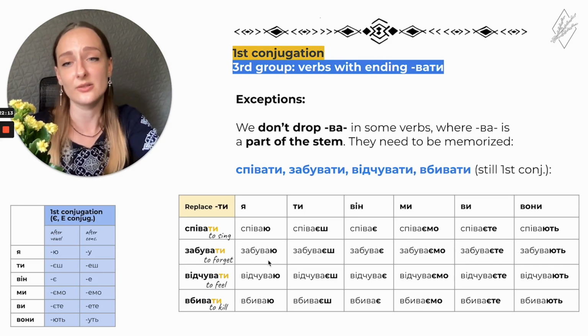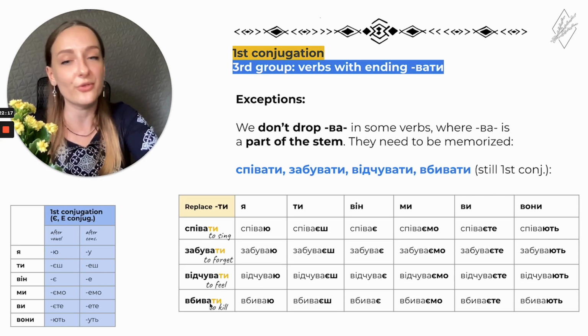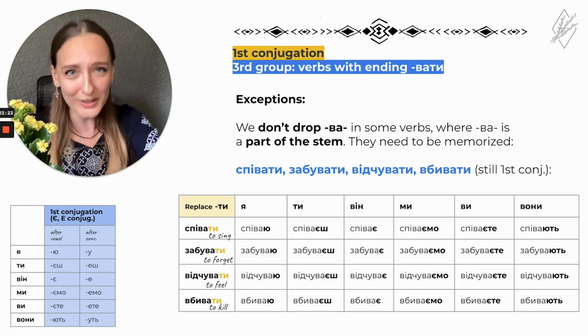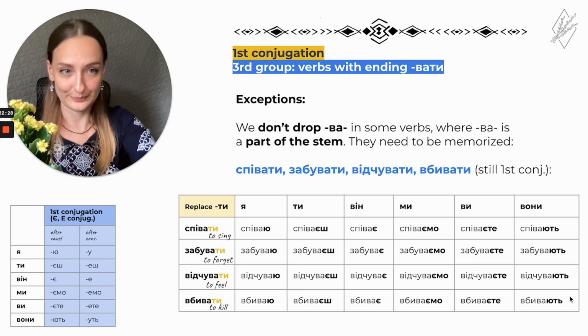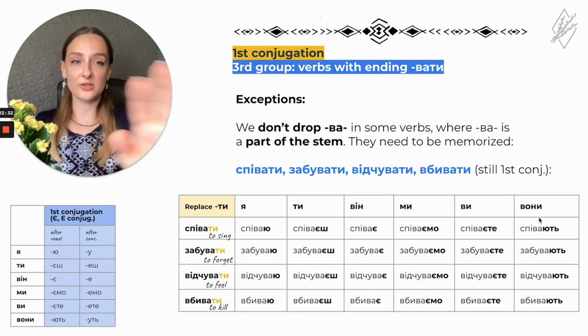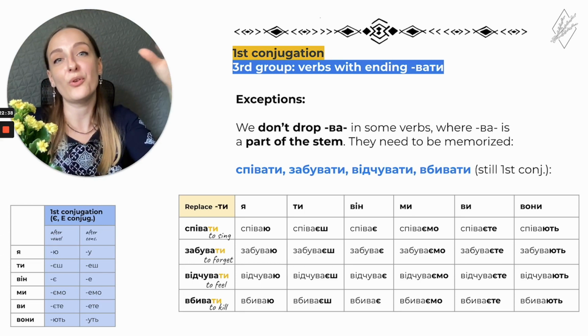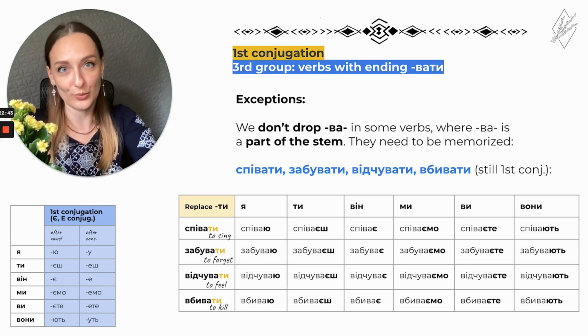Забувати, to forget, the same situation. Відчувати, to feel, the same. Вбивати, to kill, maybe not a one-level verb, but still quite frequent. That is why I added it here. So the same rule, right? You just need to remember that for these four verbs, it will be enough for you for now, that for them we don't drop вати, we drop just the ending ти and use our usual rule.